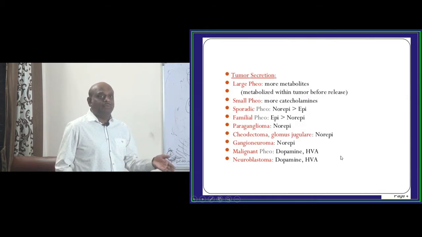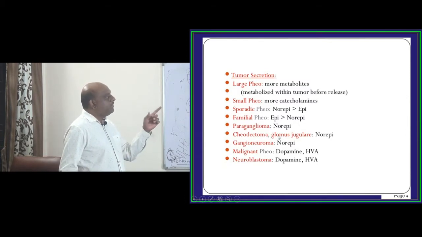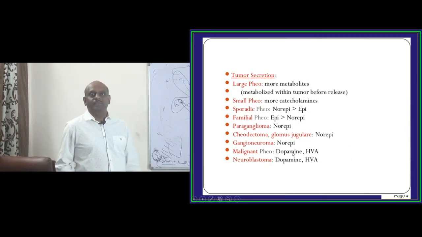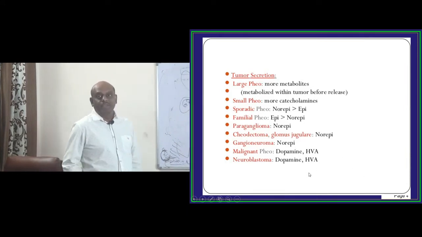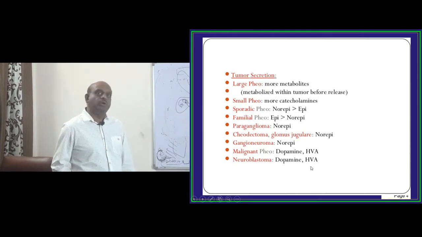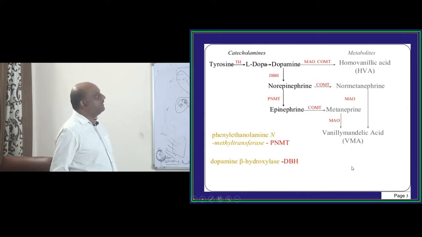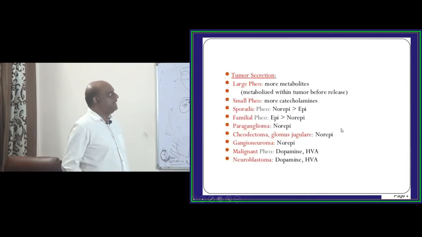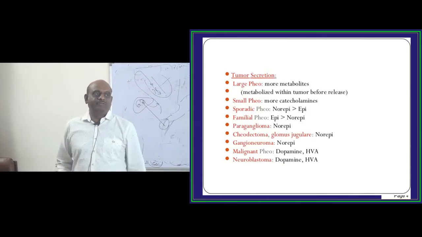If it is a paraganglioma, then norepinephrine is most predominant. Then chemodectoma, glomus jugulare tumors, they produce norepinephrine predominantly. Ganglioneuromas also norepinephrine. Malignant pheo produces dopamine and HVA, and neuroblastoma also, dopamine and HVA is the predominant thing which is being produced, is what you need to remember. HVA is homovanillic acid. So this is one hot area for the examiner.